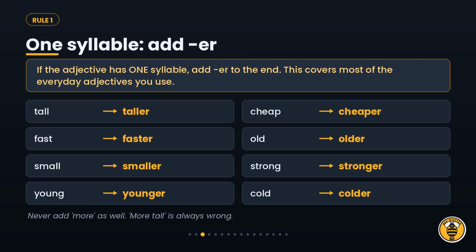Rule 1. If the adjective has only one syllable, you simply add er to the end. Tall becomes taller, cheap becomes cheaper, fast becomes faster, old becomes older, small becomes smaller, strong becomes stronger, young becomes younger, and cold becomes colder. These are the everyday adjectives you use constantly, so this rule alone will carry you a long way.